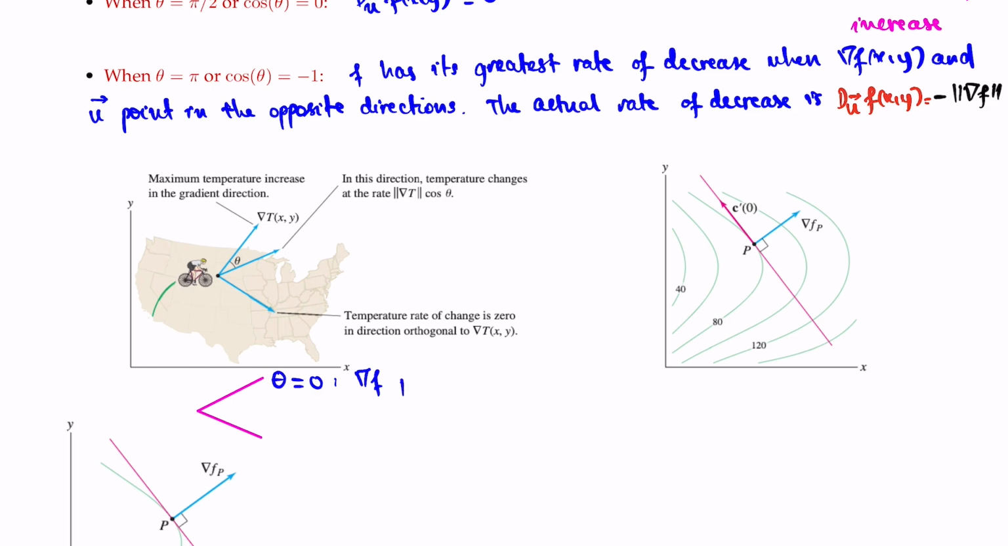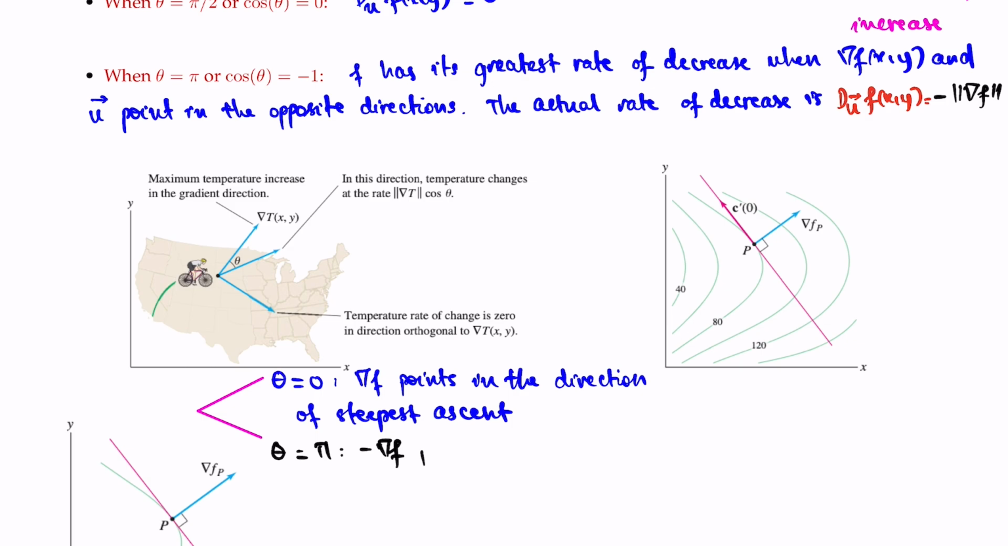The gradient vector points in the direction of steepest ascent. And when theta is equal to pi, negative gradient of f points in the direction of steepest descent. That is one property of the gradient.